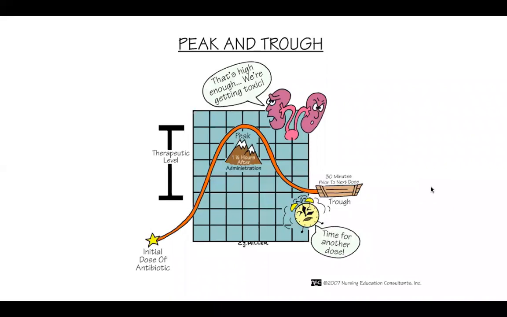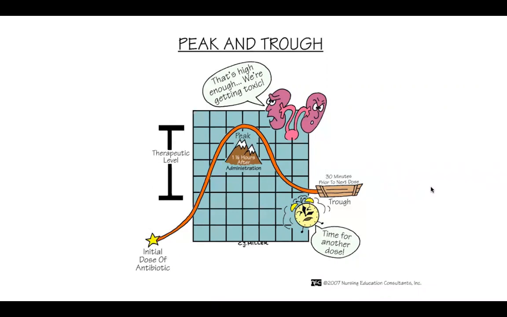All right, another principle which I do need you to know is peak and trough. So let's say you're giving a patient an antibiotic. They have pneumonia and they're getting vancomycin. The reason why we do this is to, one, make sure the drug is working, but two, make sure the drug isn't toxic. So think about our therapeutic level.